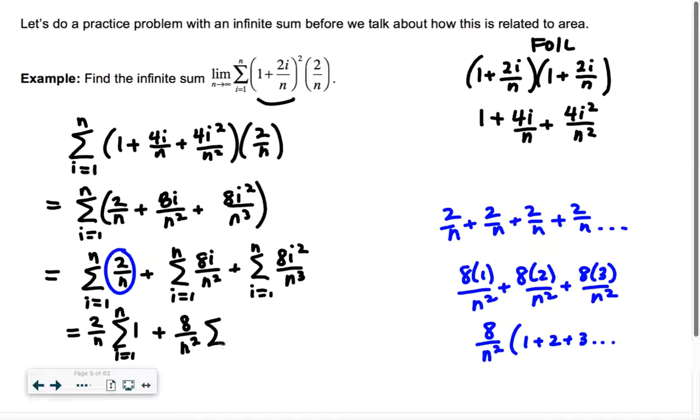8 over n squared, the sum from i equals 1 to n, and Ari says I'm left with an i. Does that make sense? Because that would be, when I replace i with 1, 2, 3, it would be 1 plus 2 plus 3 plus 4 plus 5. You get it? All right, so what do we think we do on the next one? I pull out an 8 over n cubed, and I'm left with the summation of i equals 1 to n of i squared.